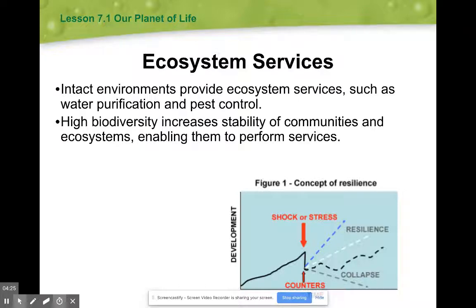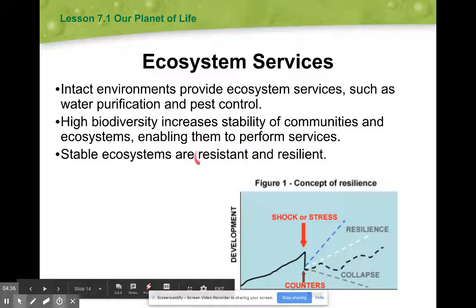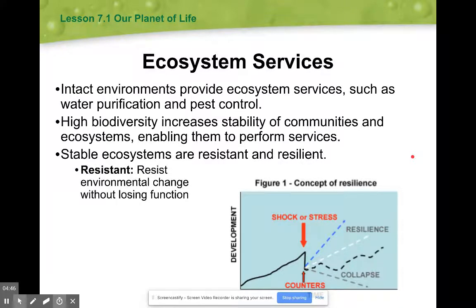And as I mentioned before, the more biodiversity, usually there's more ecosystem services. And the whole goal of this is to have a stable ecosystem. I want you to be very careful. There's a difference between resistant and resilient, and we're going to look at this graph here at the bottom to help us out. So when we say something is resistant, that means if there's a change going on, maybe it's temperature, maybe it's weather, maybe it's a lack of a resource, lack of water, you won't lose function without this resource.